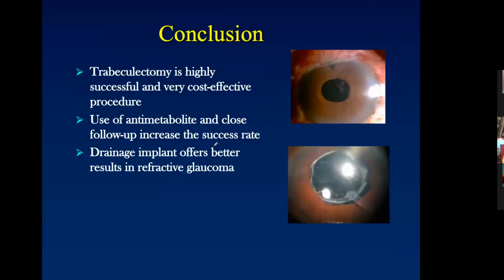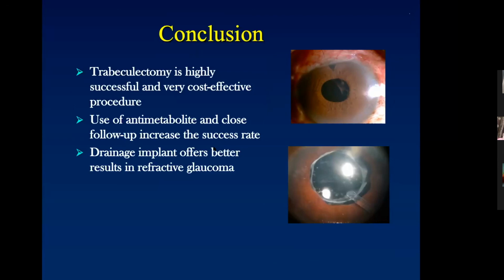So the conclusion is trabeculectomy is a highly successful and very cost-effective procedure, and it should be considered as the primary mode of intervention in all glaucoma patients. With the judicious use of anti-metabolite and very close follow-up, even in cases of ICE syndrome, neovascular glaucoma, and uveitic glaucoma, the success can be substantial. So mitomycin should be used properly, even in patients of ICE syndrome and neovascular glaucoma.